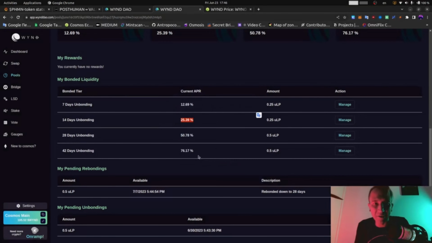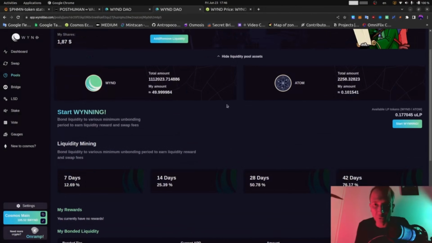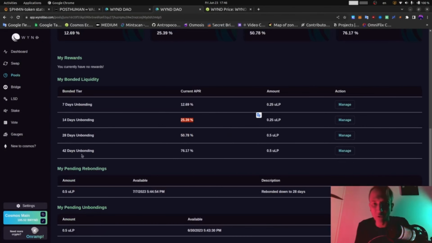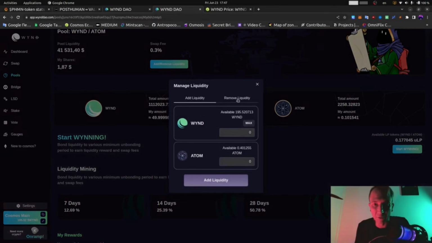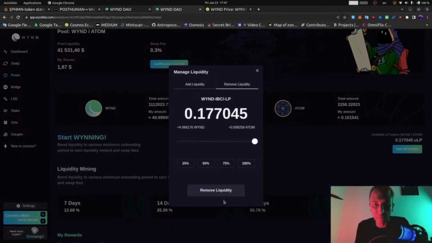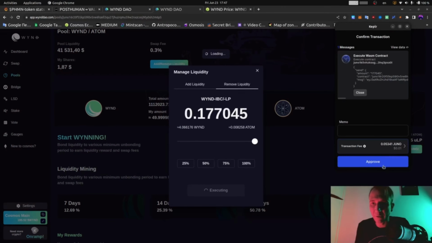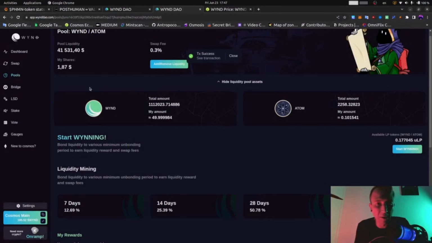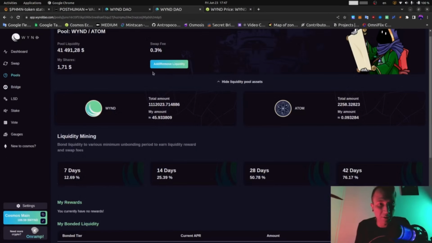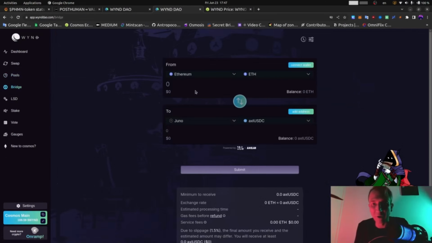When we increase the unbonding time, next time we withdraw our part of the liquidity pool, we will need to wait as long as we have the unbonding period. So we still have some LP tokens, Wynd and Atom. We can, for example, remove the liquidity and use this Wynd and Atom in some other functions. Transaction successful, go to the bridge.